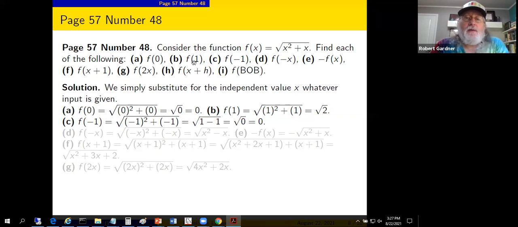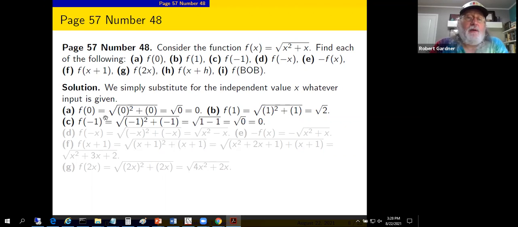f of 1, do the same thing. Replace the x here and here with a 1. That'll give us the square root of 1 squared plus 1. 1 squared plus 1, 1 plus 1 is 2. That gives us a square root of 2. Can you simplify that? No. You could put it in a calculator and approximate it. Why approximate it? This is the correct answer. An approximation of that would not be correct. We'll keep precision as best we can.